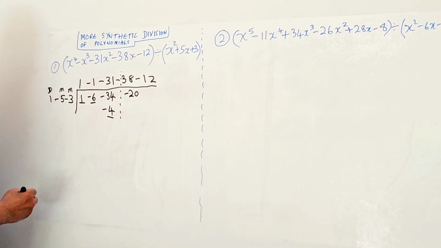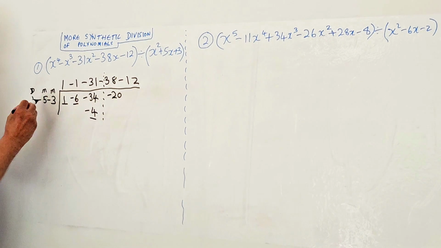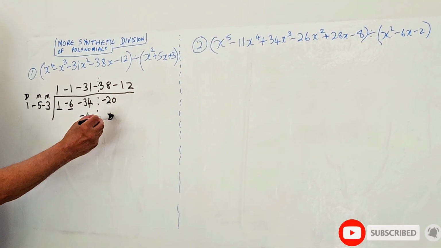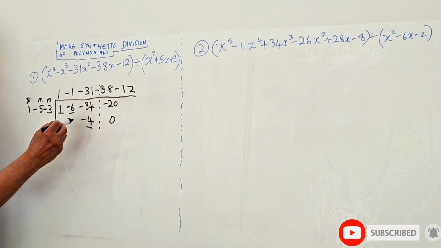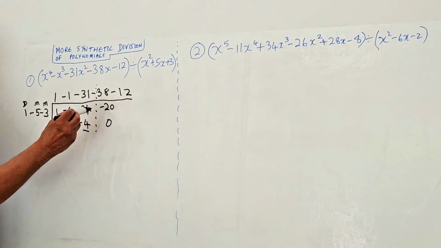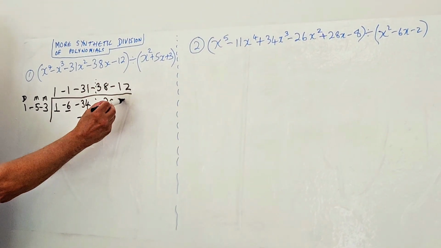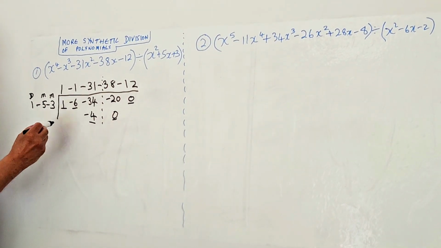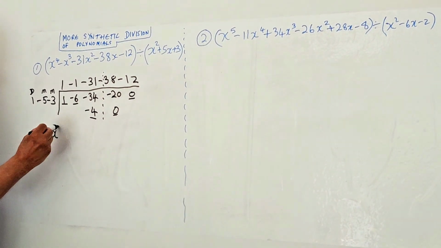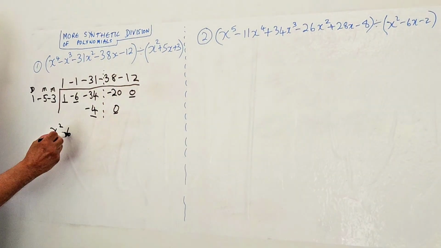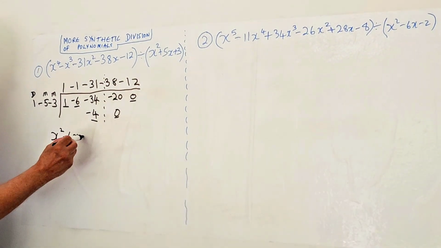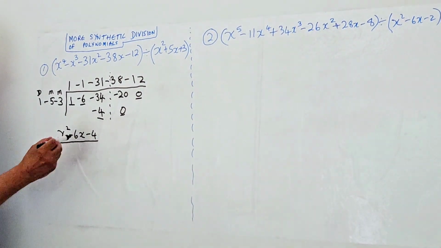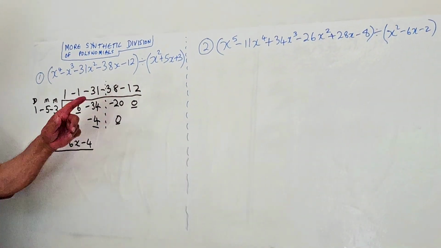Now we turn to this one. Right. Minus 4 times minus 5 is plus 20. Added on to 20 is 0. And minus 4 times minus 3 is plus 12. Added on to minus 12 is 0. So we have 0 remainder. And the quotient will be x squared minus 6x minus 4. That finishes off this one. And now we'll go for that one there.